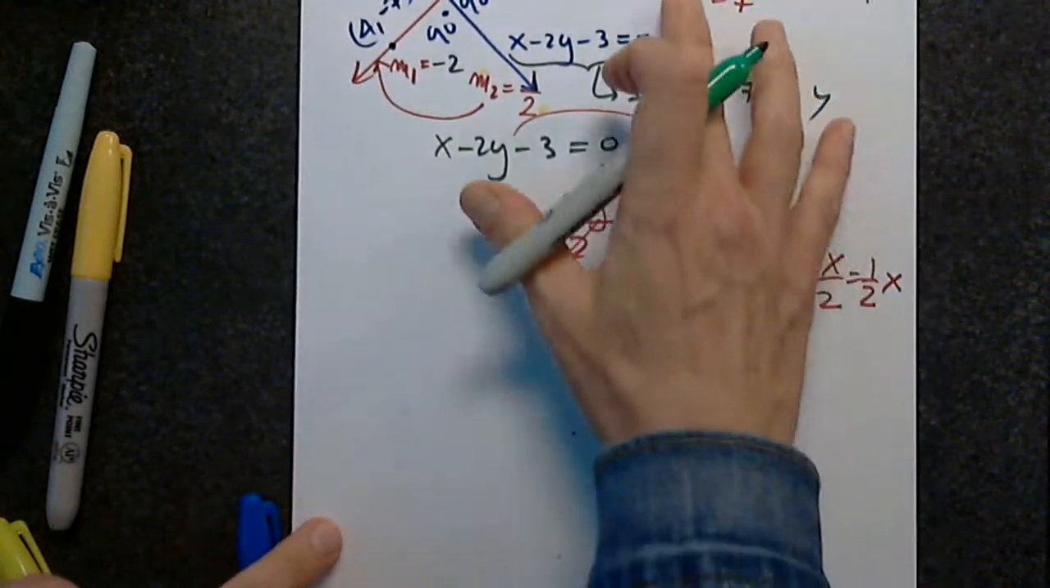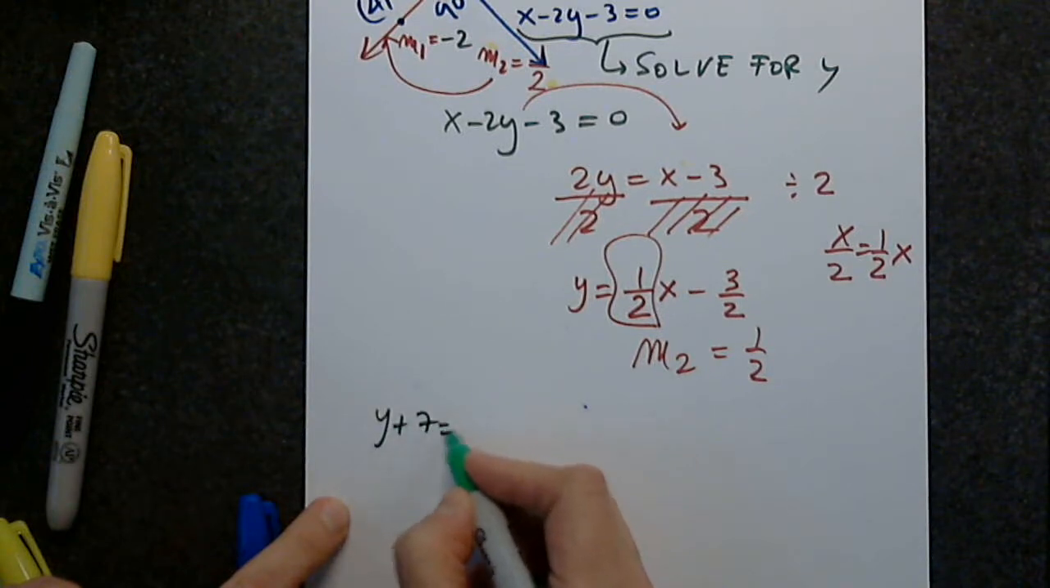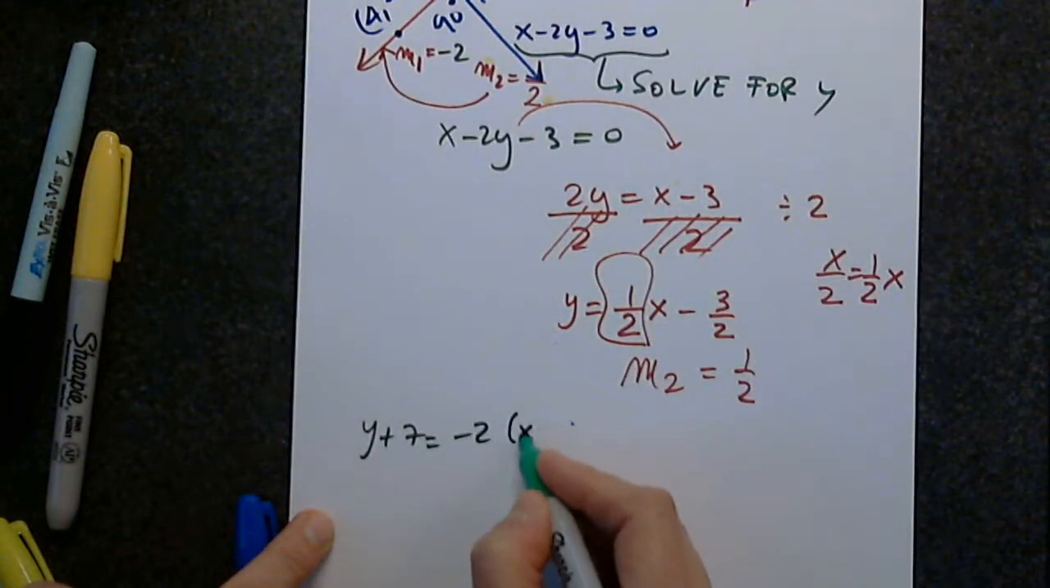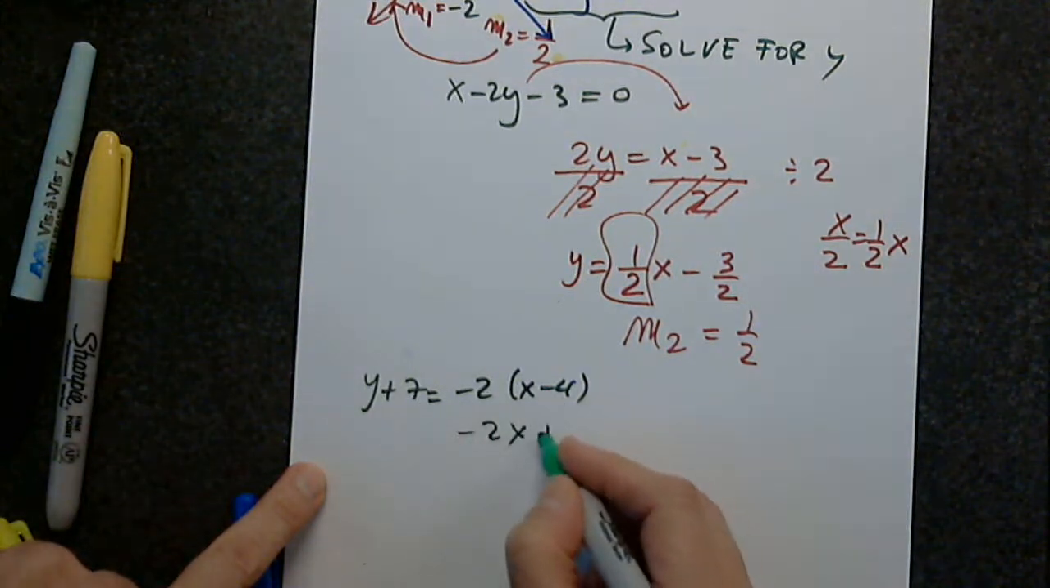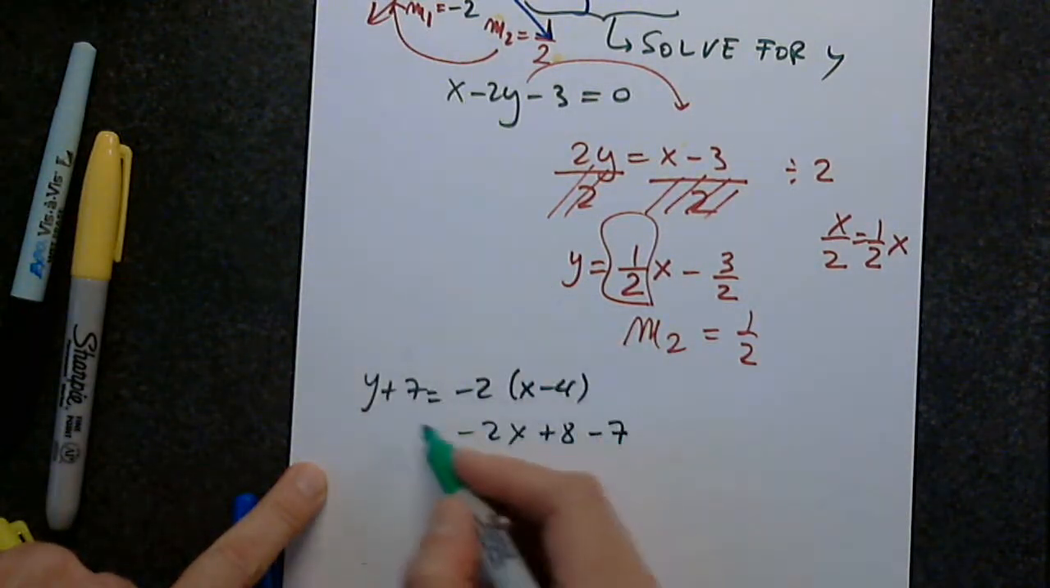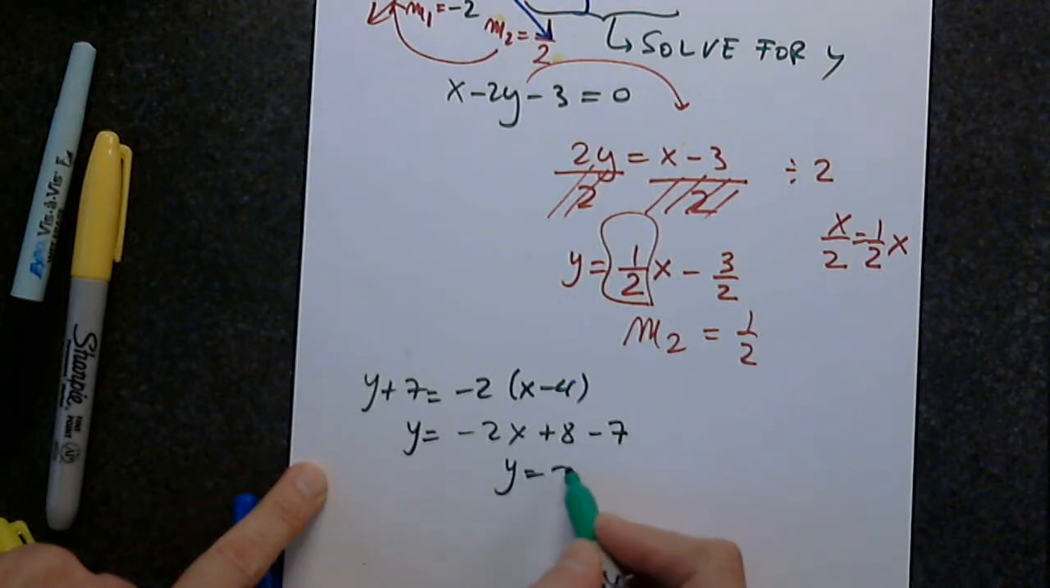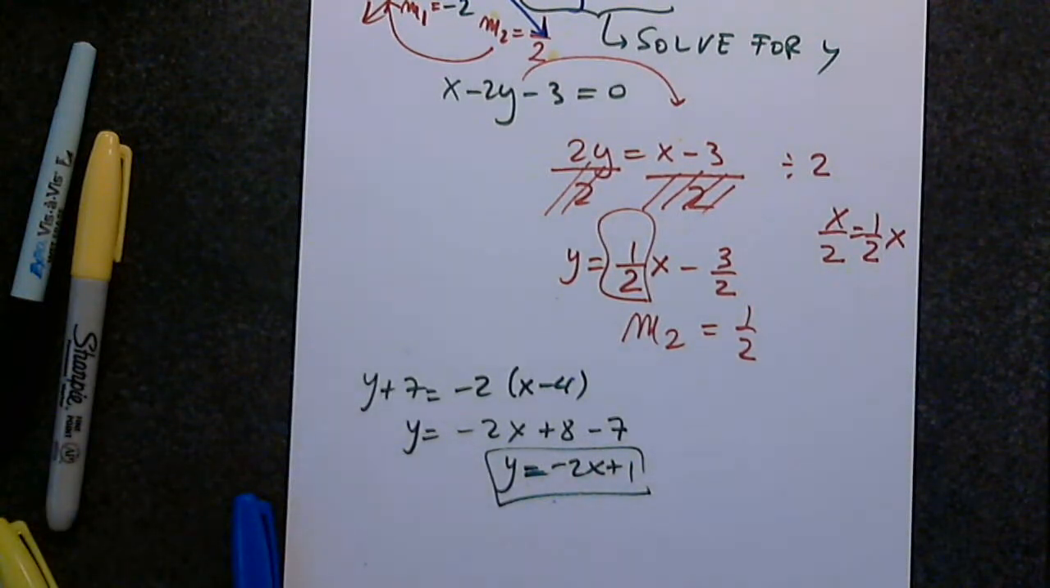So then I have y plus 7 equals -2 times x minus 4. I distribute: -2x, and this is plus 8, but I'm bringing a -7. So then I have -2x plus 1. Can anyone tell us what this is? y equals -2x plus 1. What does it mean?